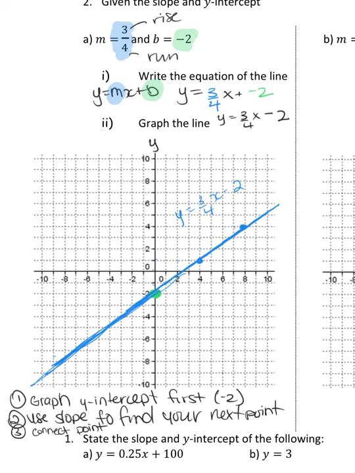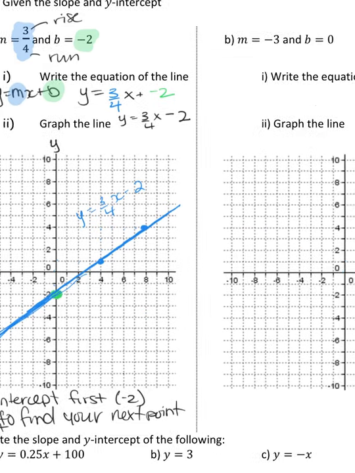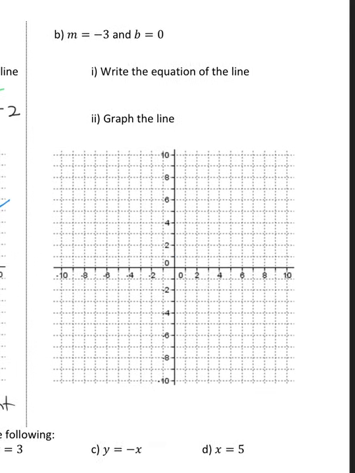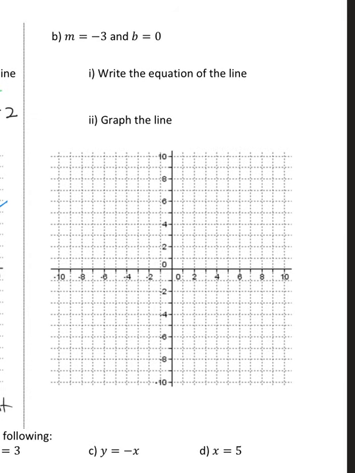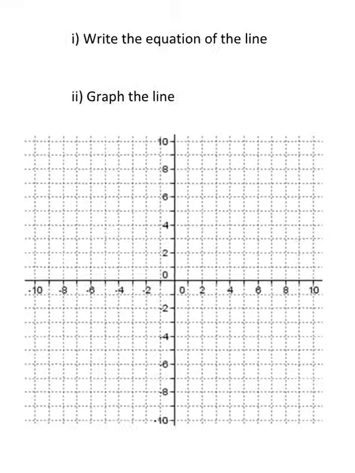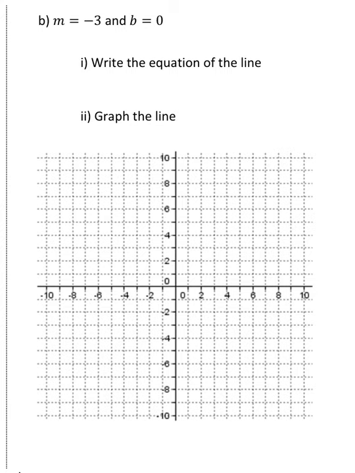Okay, so you're going to connect your points with the ruler. And basically that's how we do this. So I want you guys to pause and see if you can draw this next example. Remember that you're going to start with your y-intercept, and then you're going to look at your slope. I'll start you off, so pause the video and see if you can do it.